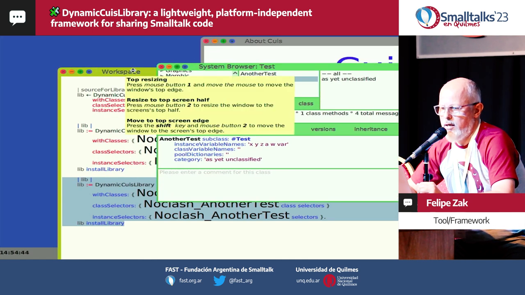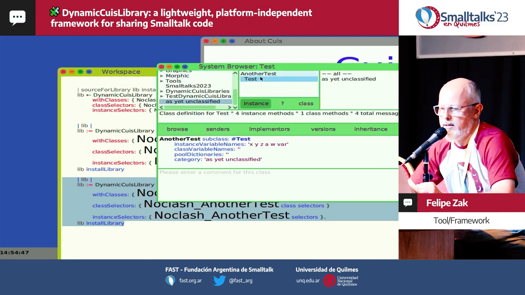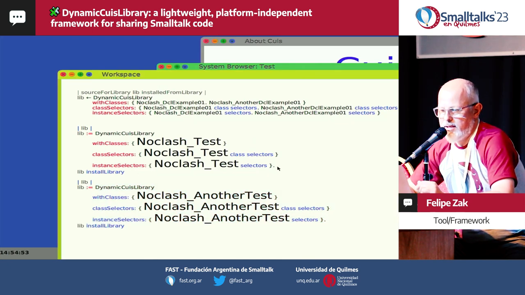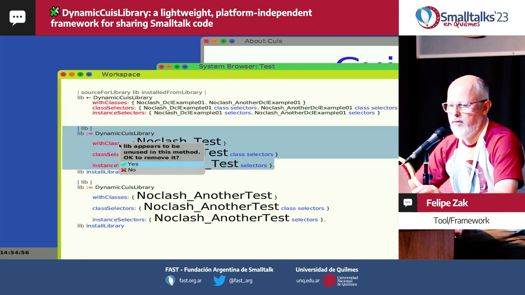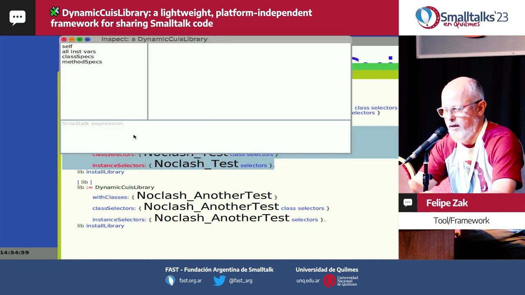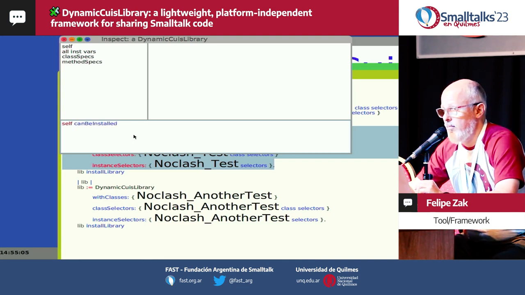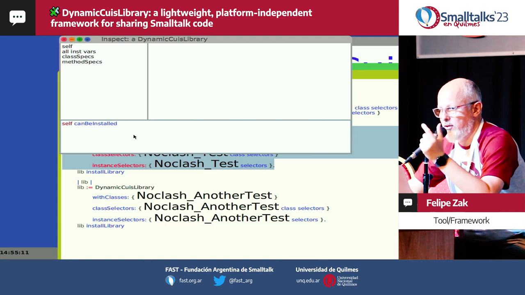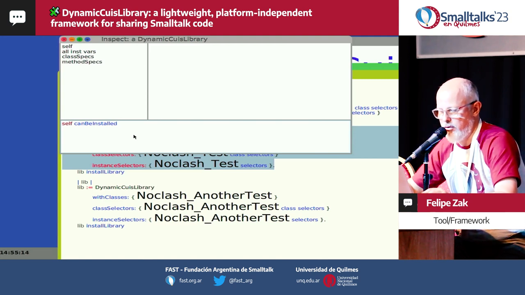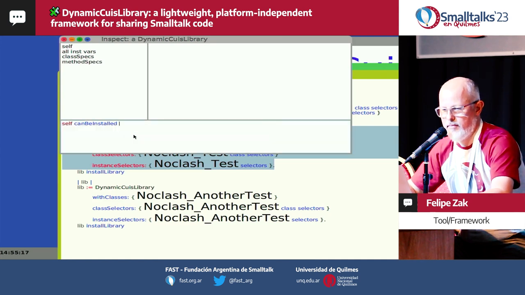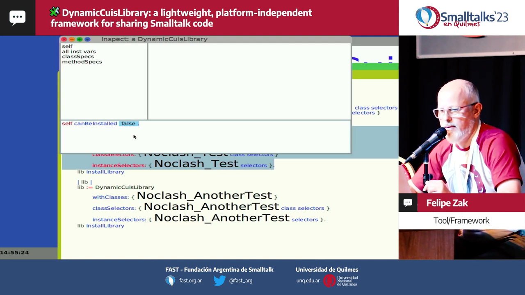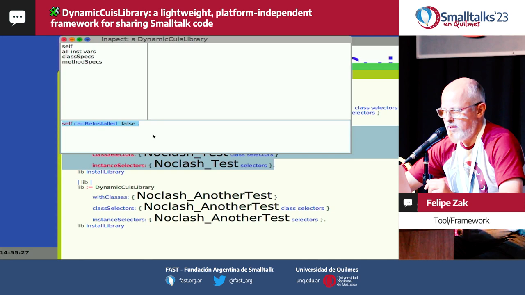If I try to modify, for instance, this test class with this library, the created library, first, if I ask if it can be installed, it should say no, because the hierarchy to the root of the class in the library is not the same as the hierarchy to the root of the installed class. So it's false. It's not installed, it's checked. So these are basic things.